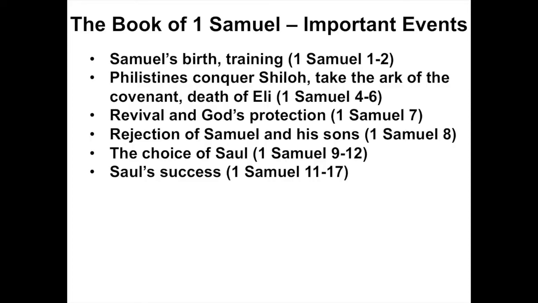Let's take a look at some of the important events in the book of 1 Samuel. First, we have Samuel's birth and training. We spoke about that. Really, you would say he had a miraculous birth because his mother was barren and could not bear children. But because she prayed, because Eli, the high priest, was so kind to her, she was able to conceive and bear a child. And that child was Samuel, and he was dedicated unto the Lord, and he received a very unique training in the first few chapters of 1 Samuel.